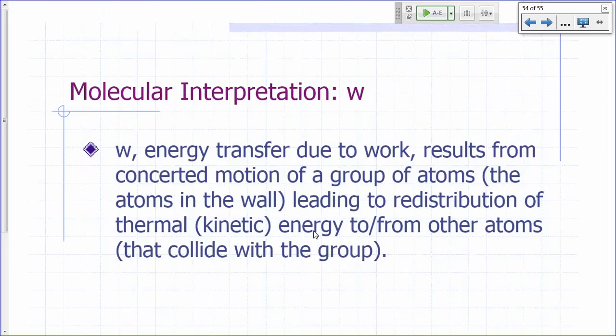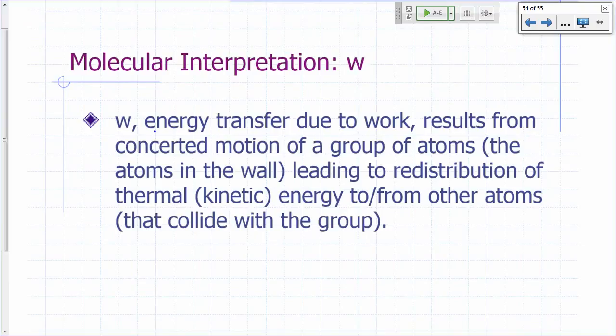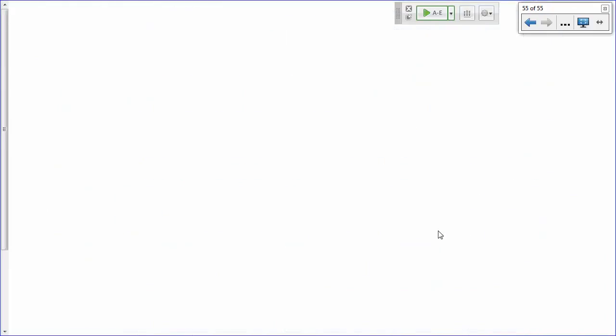What about work? The way you interpret work is that it's the energy transfer that results from a concerted, or synchronized, or organized motion of atoms. Like when you squeeze something, the atoms in the wall are all moving in concert, you could say. It's not just a random collision. So it's collisions that result from a concerted motion of atoms. That could lead to collisions and redistribution of kinetic energy among the atoms, and that's how you transfer energy by work. Okay, and I think that's the last of the slides.